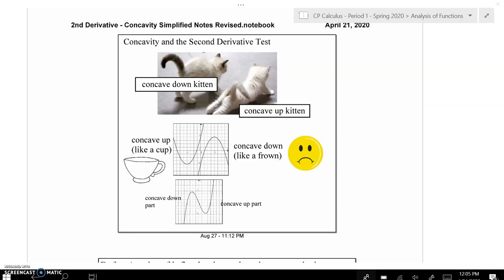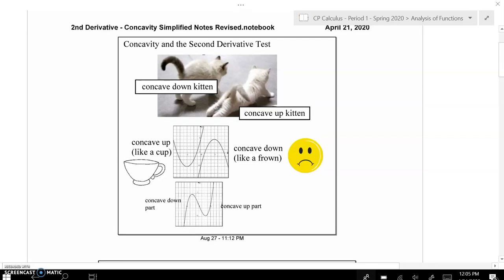Okay, so just a little overview of what you looked at yesterday and hopefully figured out from the Desmos activity. When it's up like this, up like a cup, this little piece of the graph that you see would be concave up. Up like a cup. And then the other part over here is concave down, like a frown, as you see me highlighting there. So up is opening up, and down, obviously, opening down like a frown. And you see it in the kittens here too: the down kitten, and then the up, opening up here.